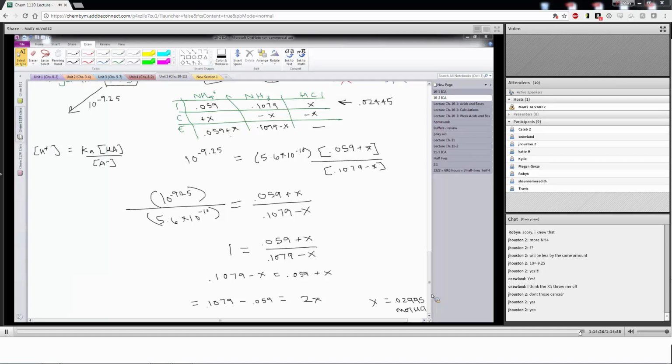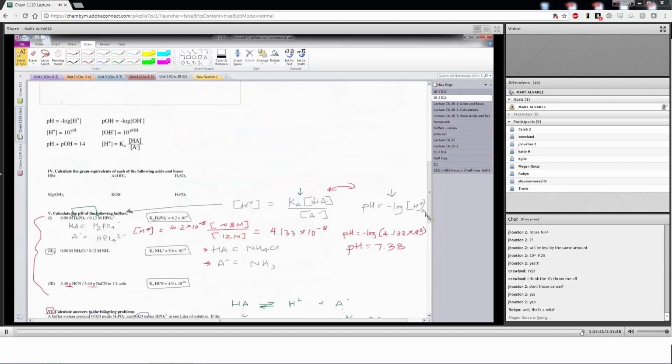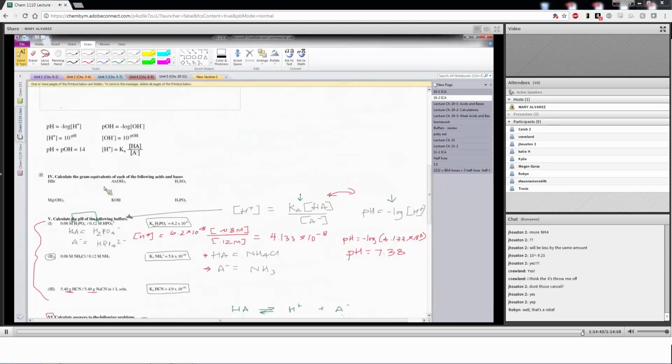Really, really. In fact, the other section of this in-class activity sheet, up here, gram equivalents, just don't even worry about that. I won't test you on that. You don't have to worry about it.